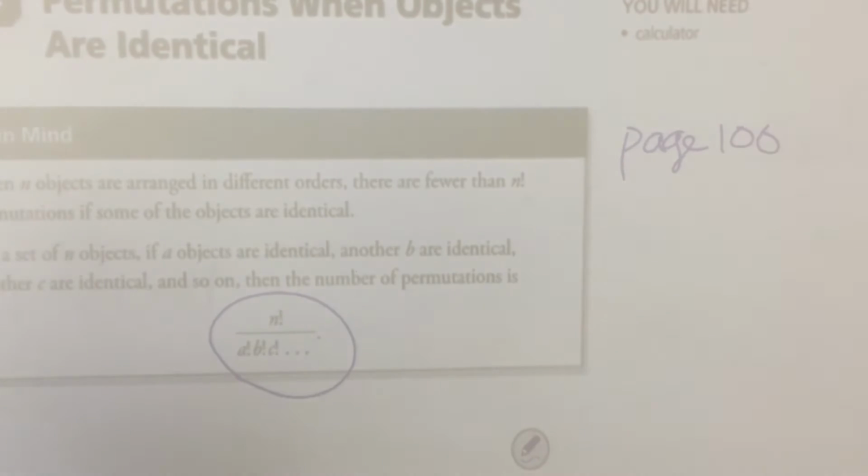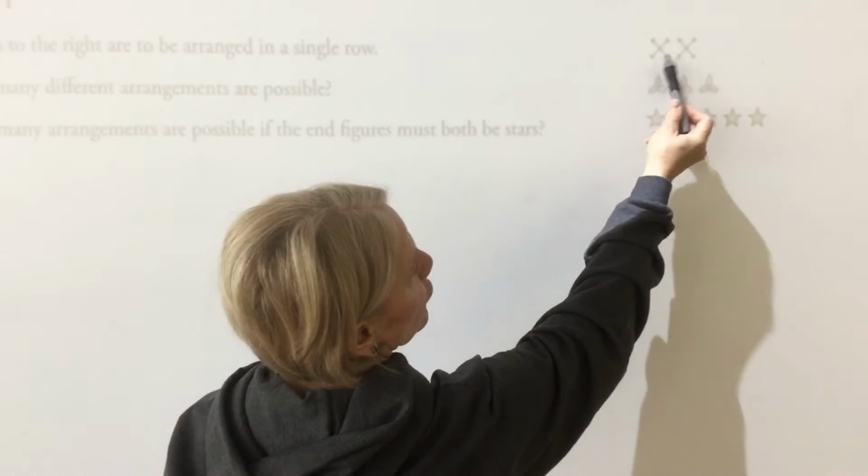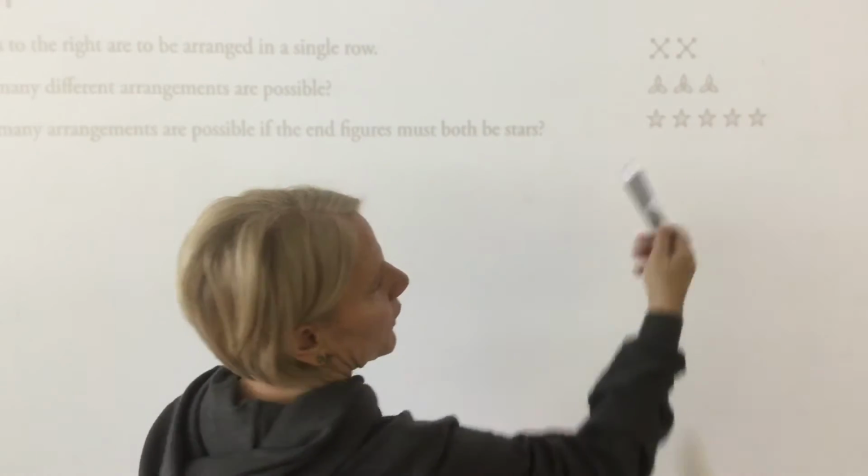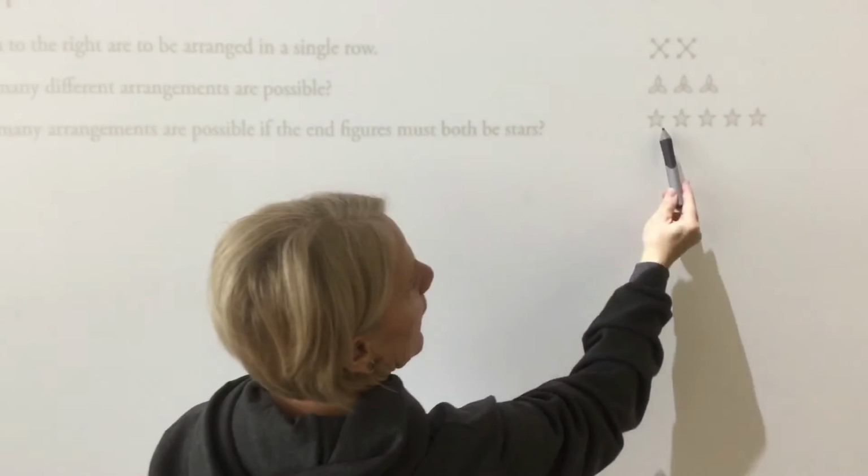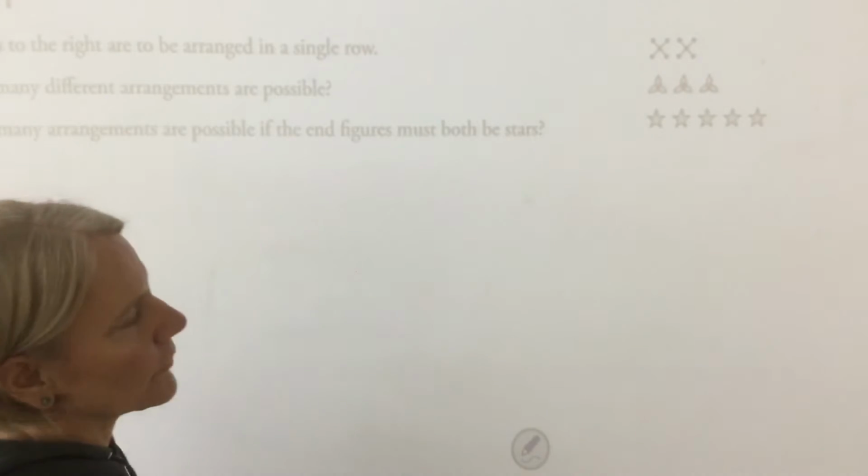The example is right below the keep in mind, on the same page 100. Okay. So the figures to the right are to be arranged in a single row. How many different arrangements are possible? So we have 2 X's, we have 3 that look like fidget spinners, and then we have 5 stars.